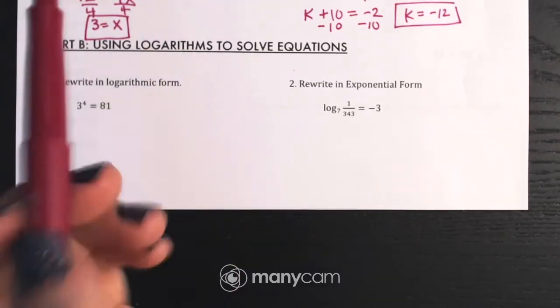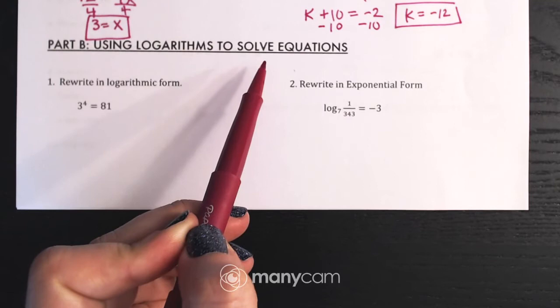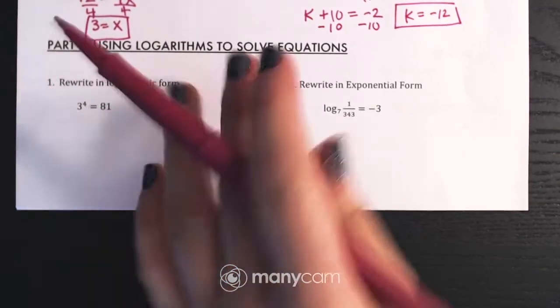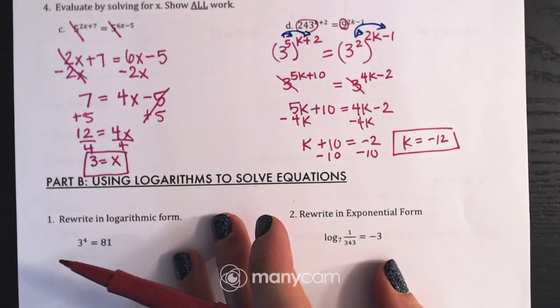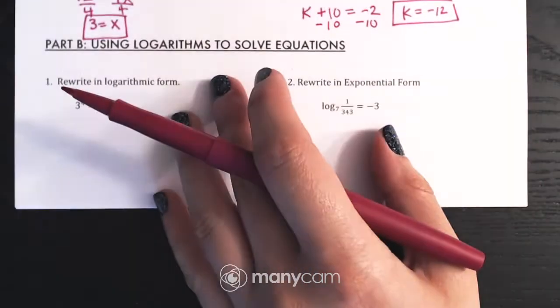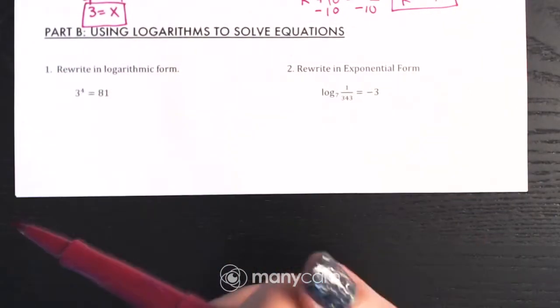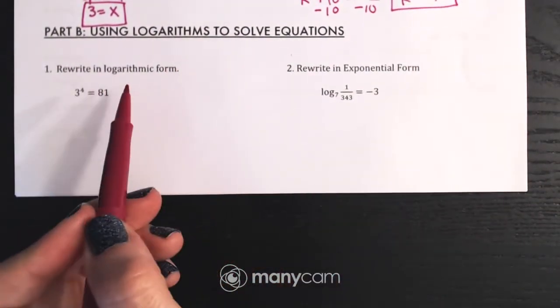Okay, this is part B, using logarithms to solve equations. So we use logs when we cannot get common bases, like we did in some previous problems. So if I cannot get common bases, I'll need to know how to use logs. Let's start with just rewriting.